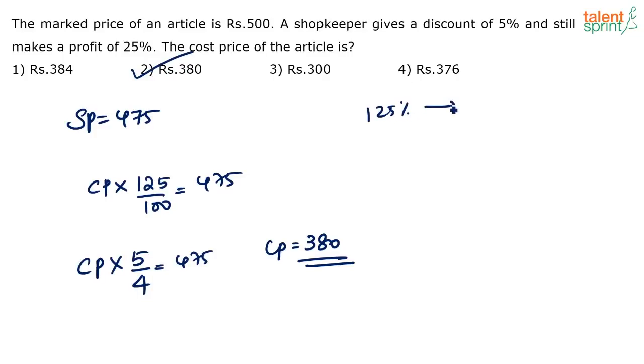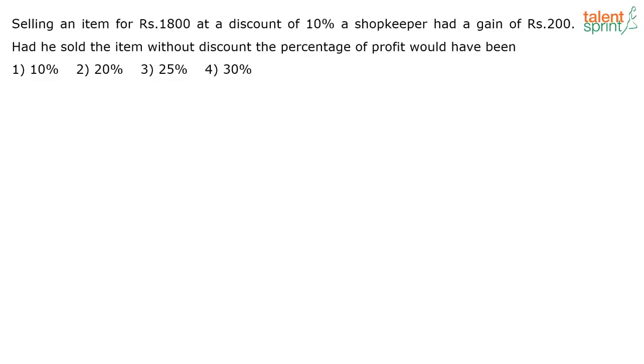See, 125% is 475 means what is 100%? That is cross multiply 475 into 100 by 125. Next one.